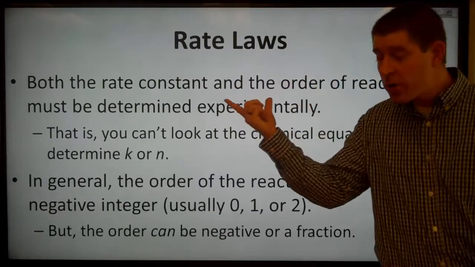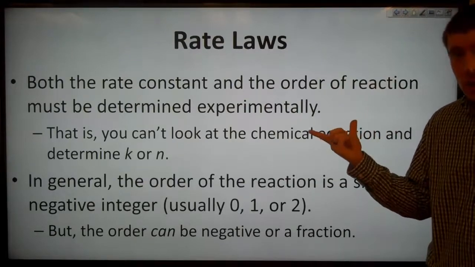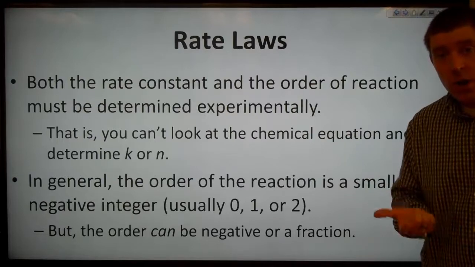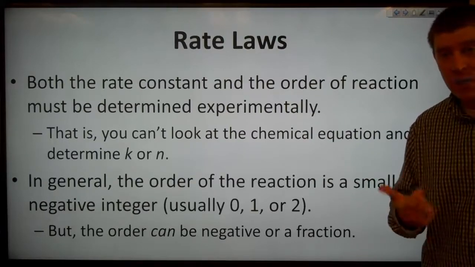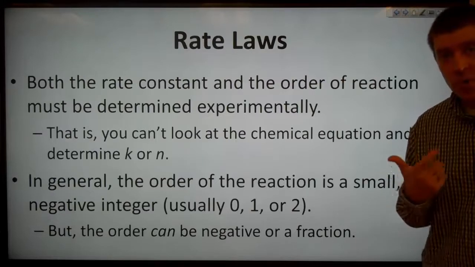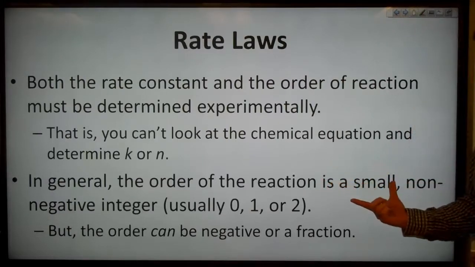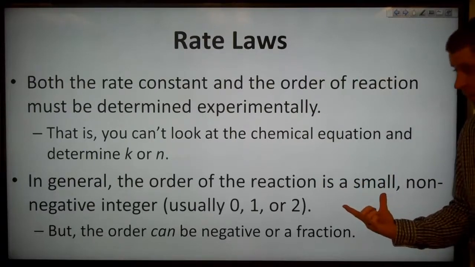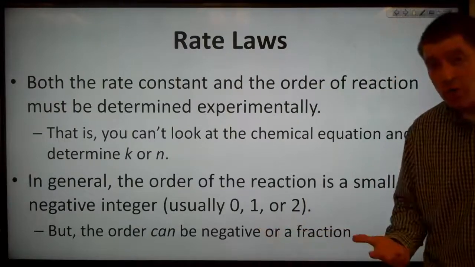Both the rate constant and the order of reaction have to be determined experimentally. We can't figure out the values of k and n just by looking at the reaction. We have to go out and perform an experiment. In general, the order of the reaction is a small, non-negative integer. It's usually 0, 1, or 2.